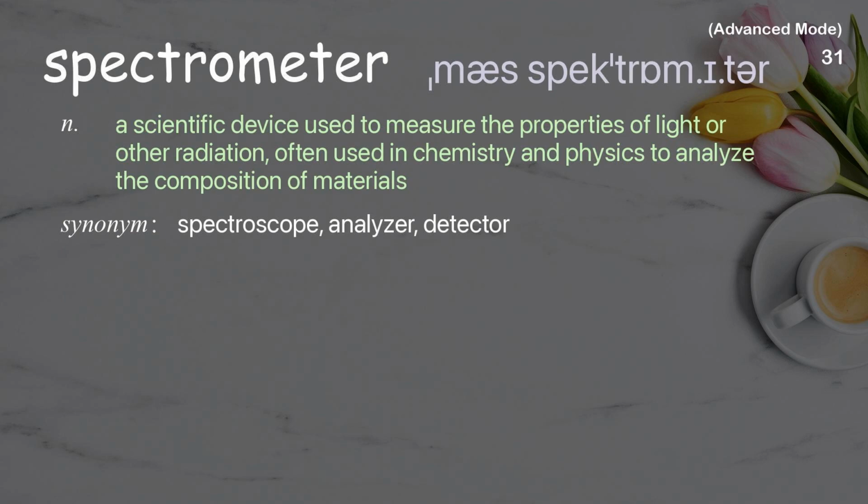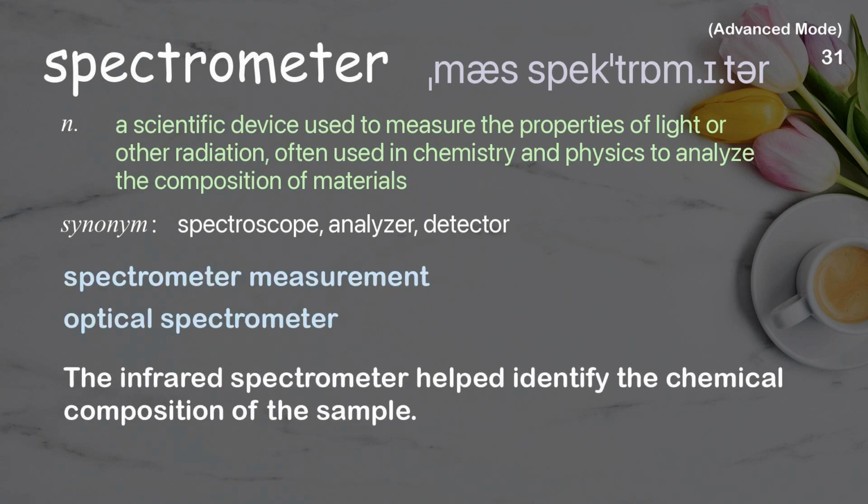Spectrometer. A scientific device used to measure the properties of light or other radiation, often used in chemistry and physics to analyze the composition of materials. Examples: Spectrometer measurement. Optical spectrometer. The infrared spectrometer helped identify the chemical composition of the sample.